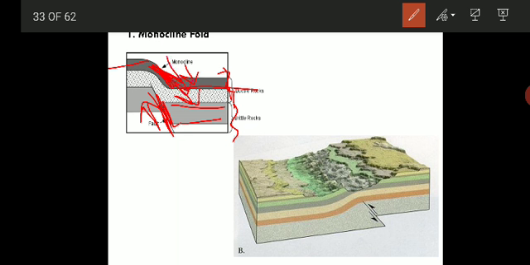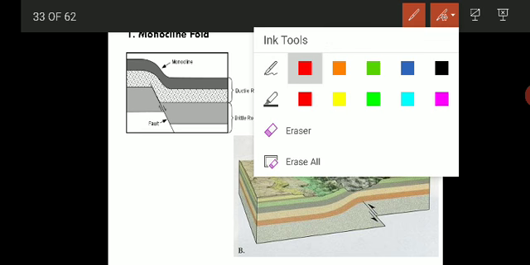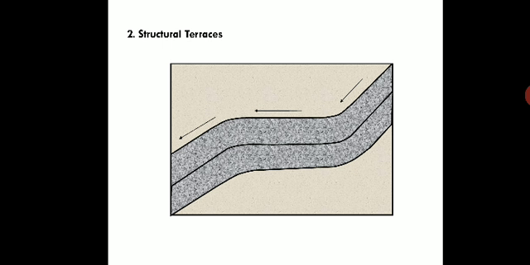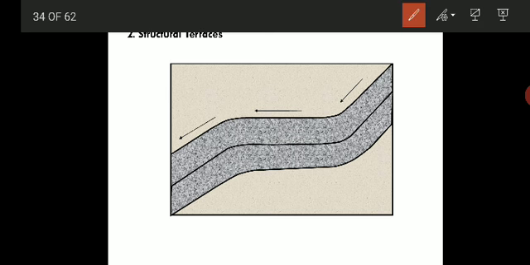Otherwise this would have been a fault, but because these rocks are ductile at the top, they are showing the bends. So such folds are called monocline folds. Then one more type is structural terrace. Here you can see the rocks are dipping, and these dipping rocks become suddenly horizontal at a particular spot, and then again they continue to follow their original dip. So such a type of fold is called a structural terrace.